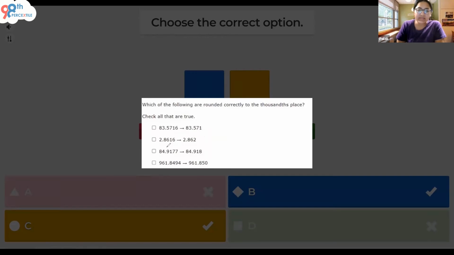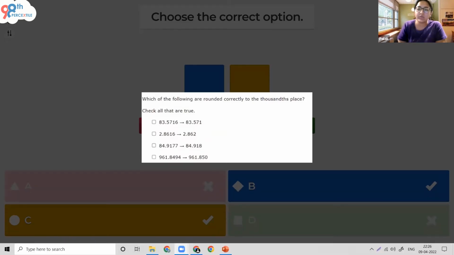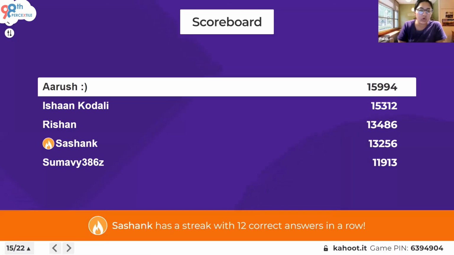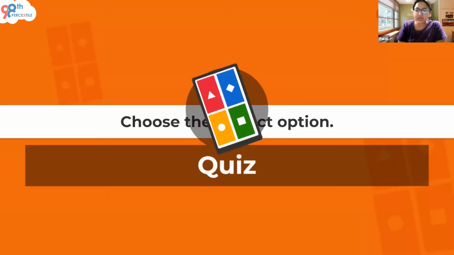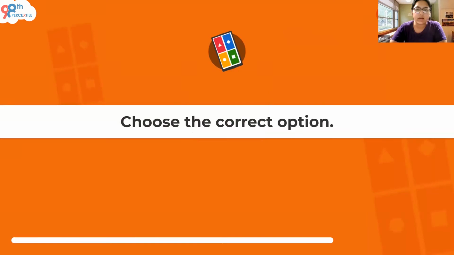Let's have a look how and why. The thousandth place means that we need to round it off to this position. So for that, we need to have a look at the 10,000th place. Since this is 6, we can round it off to 2.862. 1 will move ahead of its position. And over here, we have 7, which is yet again greater than 5. So it's going to be 84.918. Good. All of you have gotten quite the hang of this, which makes us have a look at the scoreboard, which stays intact perfectly. Moving on to question number 16. Let's see what we get as the answer here.